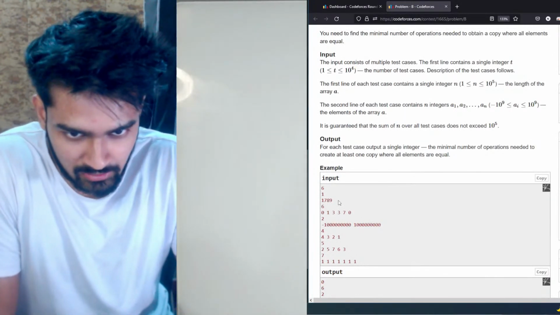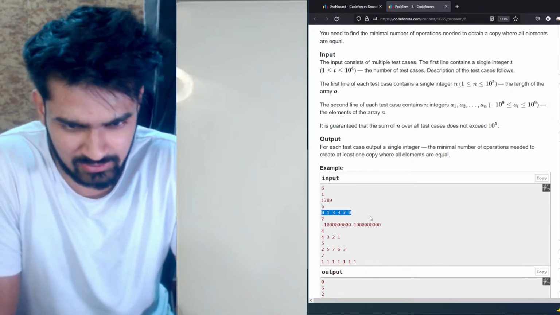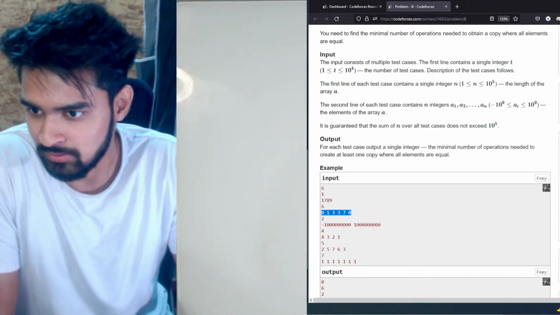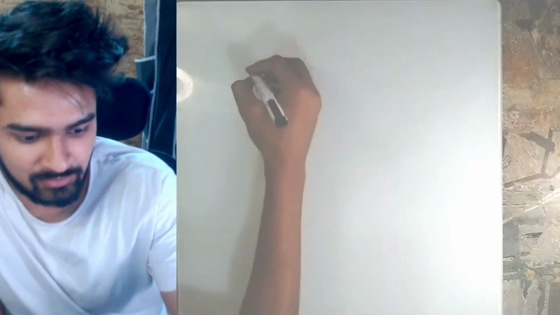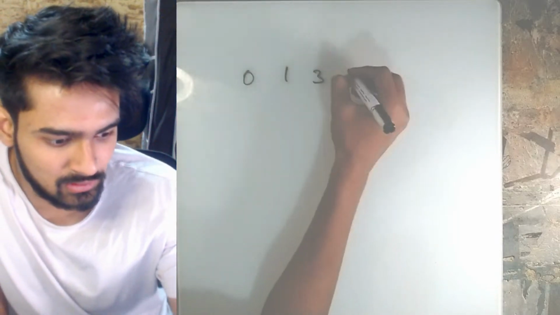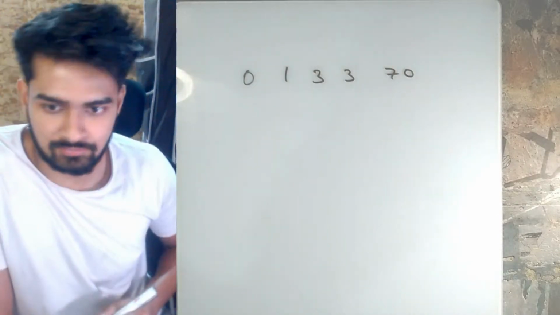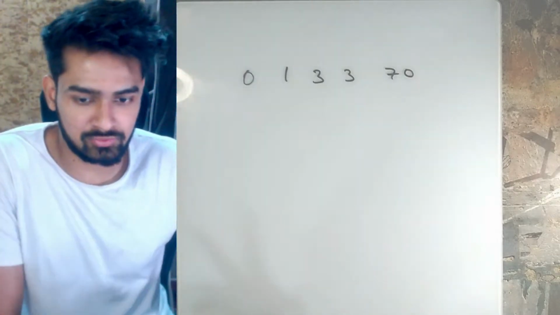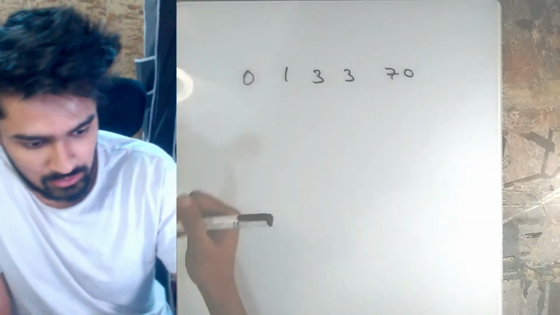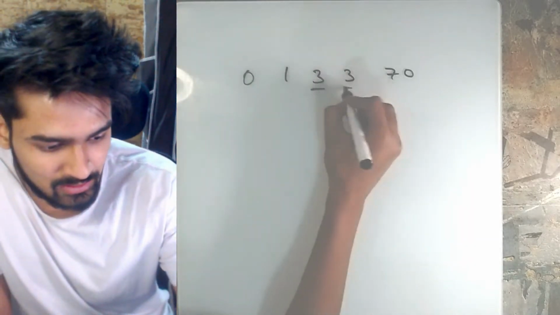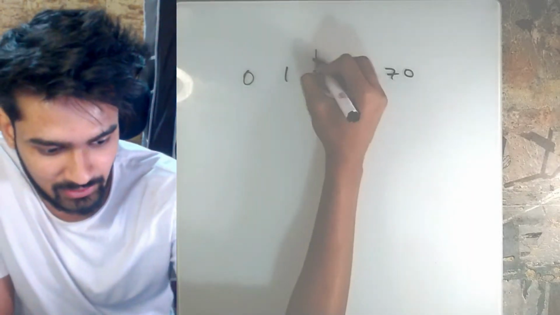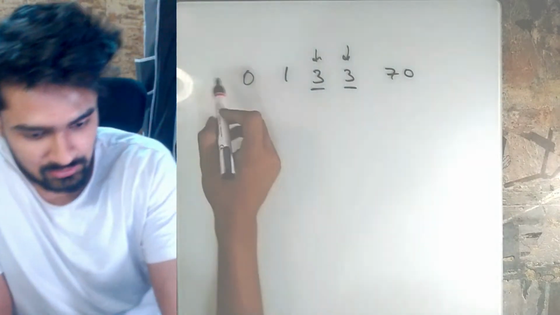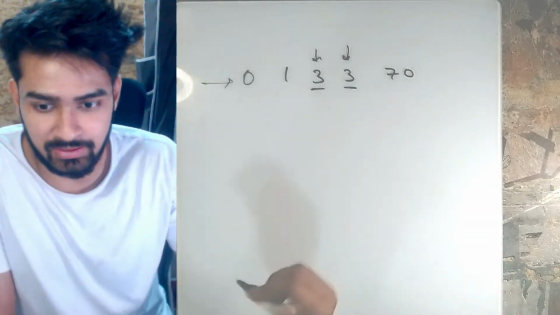So let's look at the second test case, and I'll show you the solution through the test case. What we have is 0 1 3 3 7 0. Now in one operation you can either clone this complete array or you can swap any two elements. Since 3 appears 2 times, it is pretty sure that we need to make an array which has all 3's. For the very first array there is no other option than to clone.